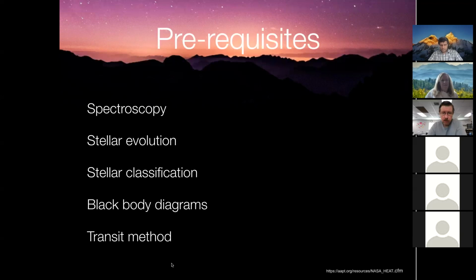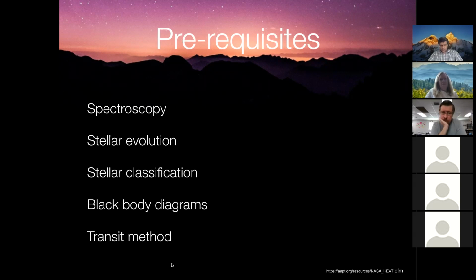So in order to complete this particular activity, your students need to be familiar with the basic ideas behind spectroscopy, which we'll talk about a bit today. So the idea that each element gives off a unique set of wavelengths if it is heated. Similarly, it will absorb or take in those exact same wavelengths of light if it is cool and a rainbow of light is passing through it.